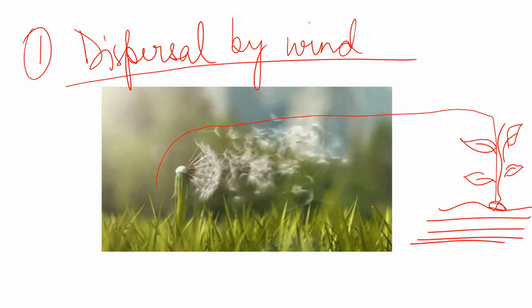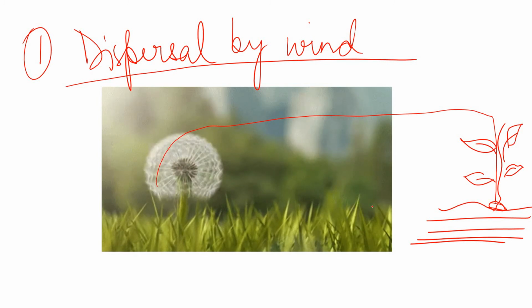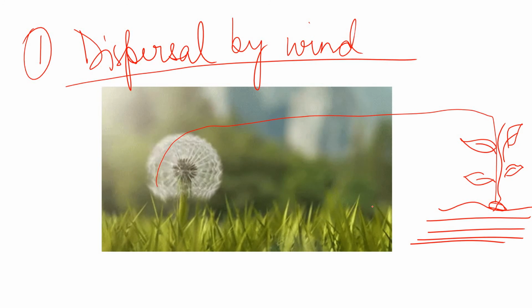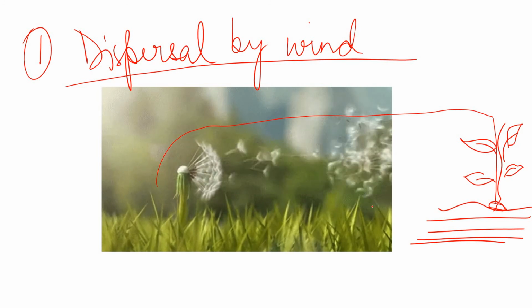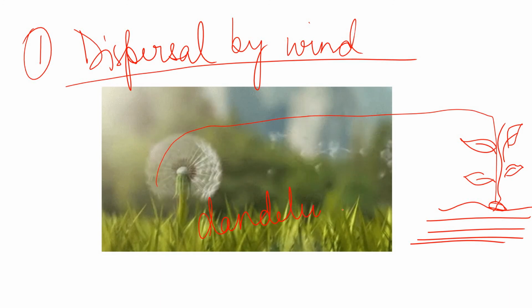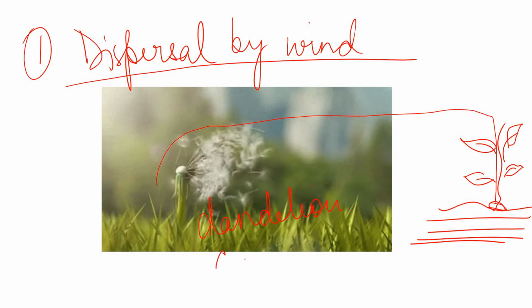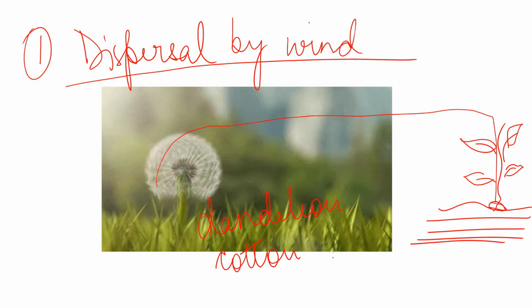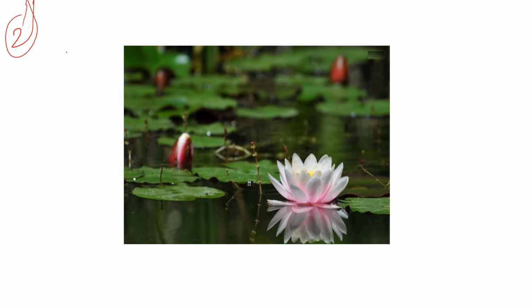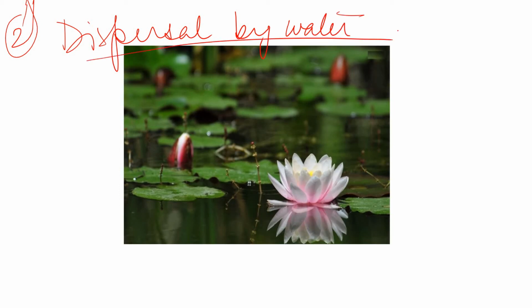So this is how a seed has got dispersed by the wind, and then this seed has developed into a new plant. Okay, an example can be a dandelion plant, or you can say a cotton plant or maple plant, cotton or maple. Okay, next we see dispersal by water. Okay, how the seeds are dispersed by water.